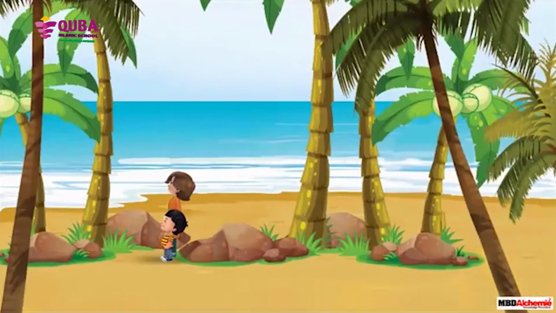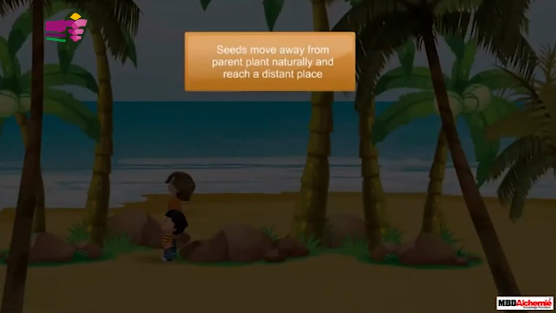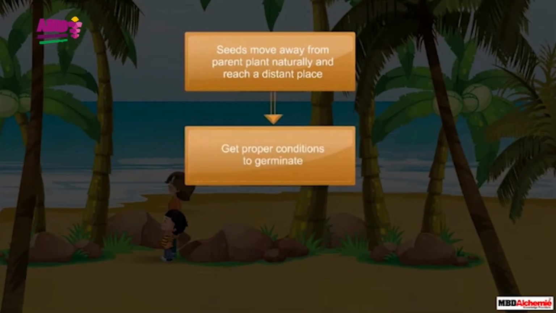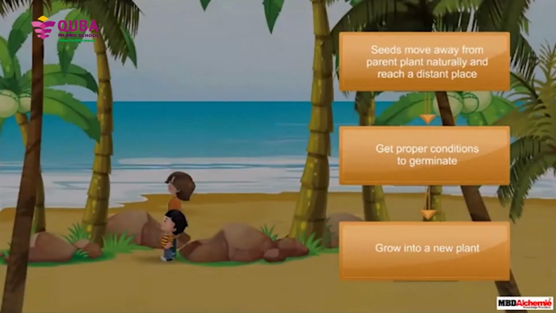Well, you will be amazed to know that not always are the seeds sown by people. Many a time, seeds move away from the parent plant naturally, reach a distant place, get the proper conditions to germinate, and then grow into a new plant. So this is how so many coconut plants have grown on the island where Sid is visiting.